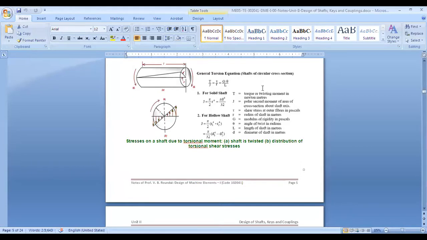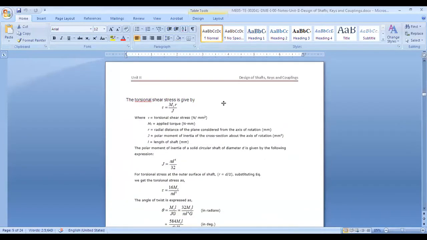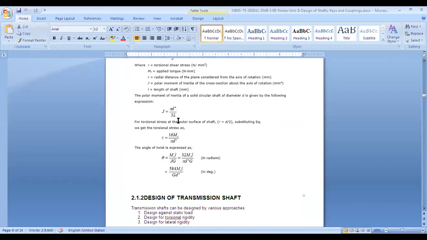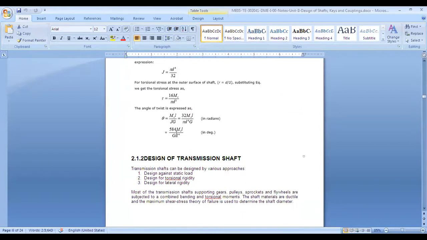And then the first and third part we use for the design on the torsional rigidity basis, T upon J is equal to G theta upon L. Right. So we went through these equations, then we came up with tau is equal to 16 Mt upon pi d cube. We also know for the torsional rigidity, theta in degrees is equal to 584 MtL upon G d raised to 4, right? So we saw that.